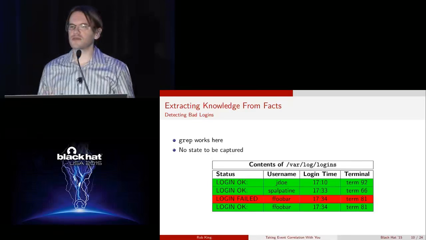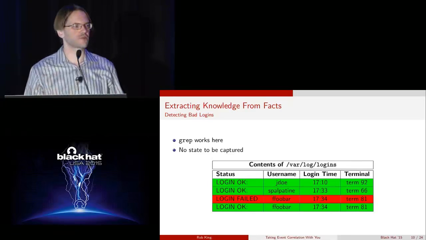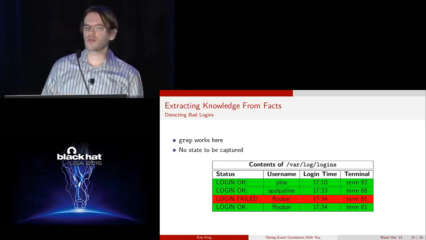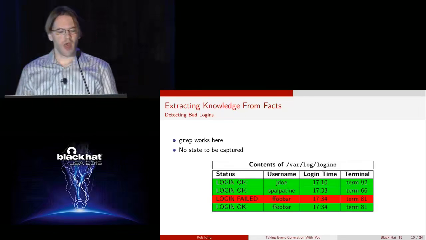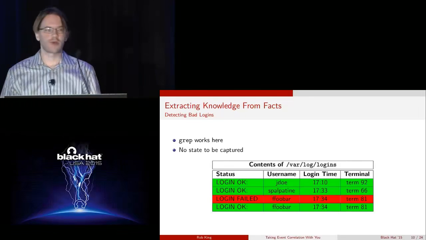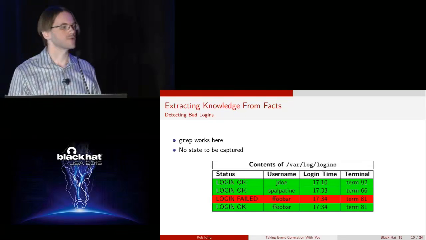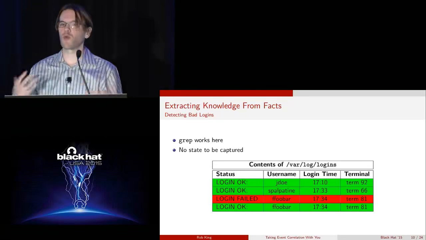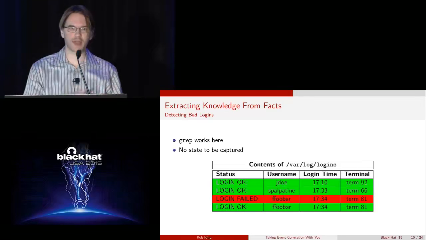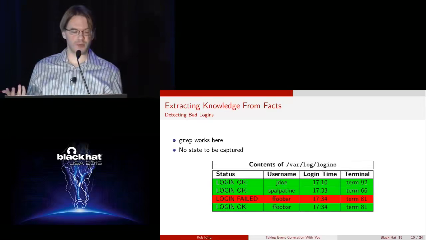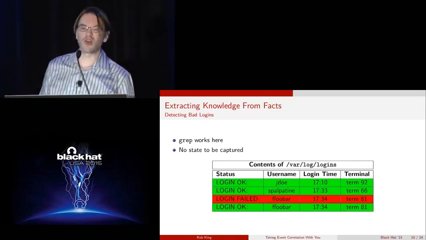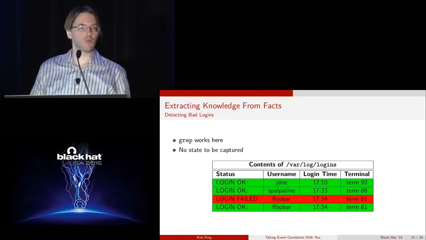But facts are just data. They're just information. The whole point is that we want to extract knowledge out of those facts. And how can we do that? We do that by looking at patterns of facts, by asking questions, by seeing what sets of facts match a given pattern. Sometimes all you have to do is grep. You could just grep for failed logins, and you immediately get all your failed logins. It's very simple.